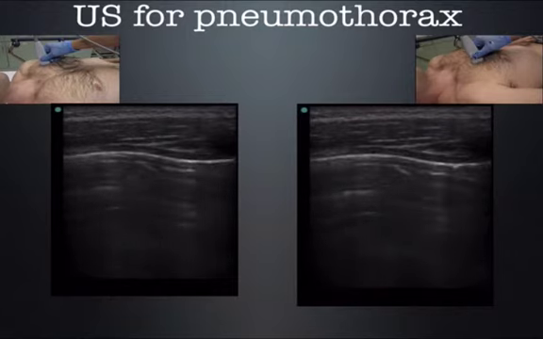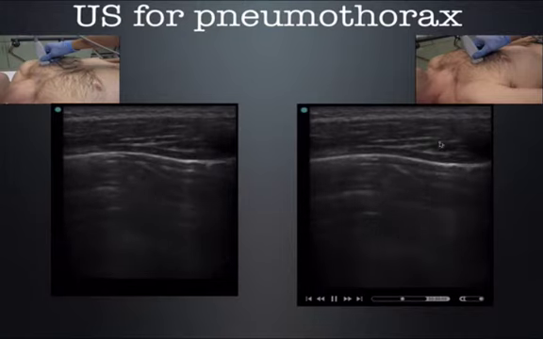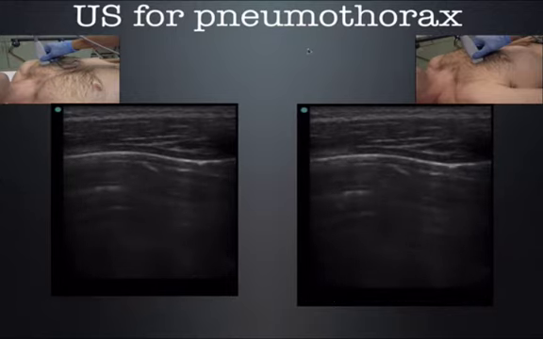Again, the most anterior portion of the thorax. Here's our rib. Here's the intercostal muscles. Here's the visceral and parietal pleura interface. And as the patient breathes, you can see the visceral and parietal pleura sliding past one another.